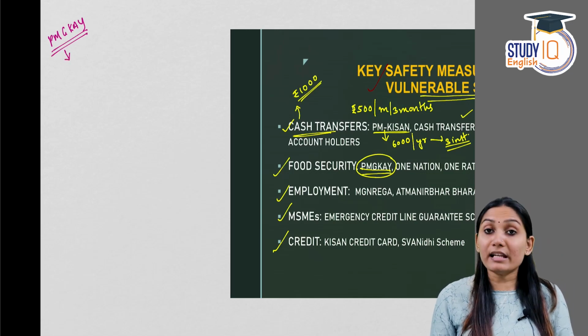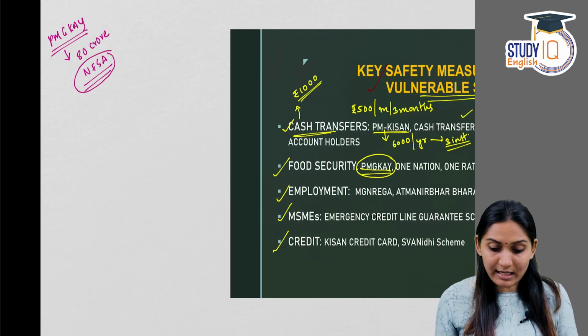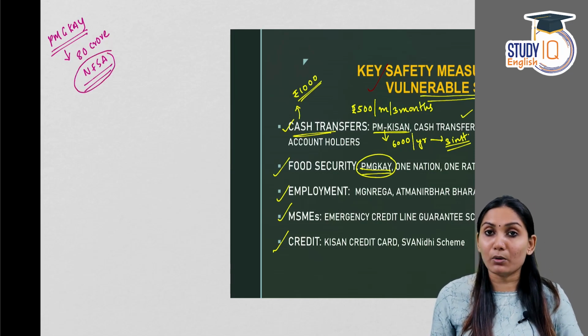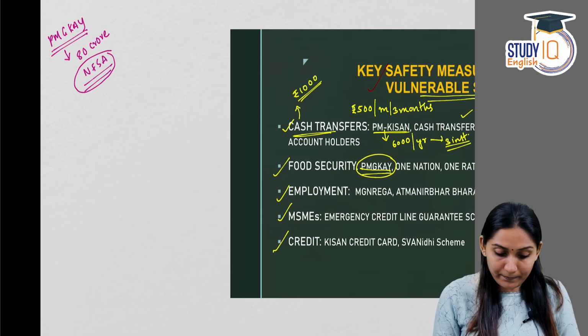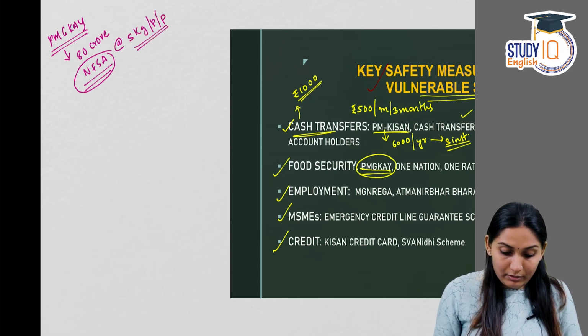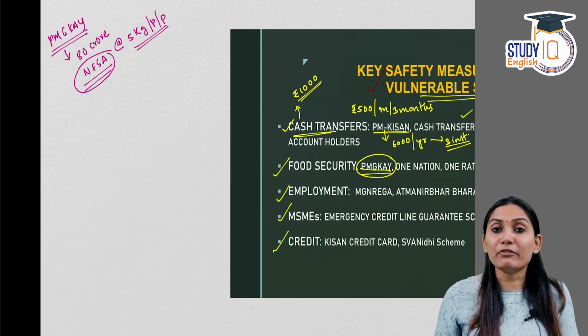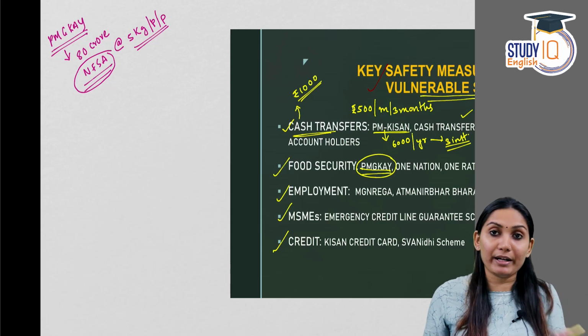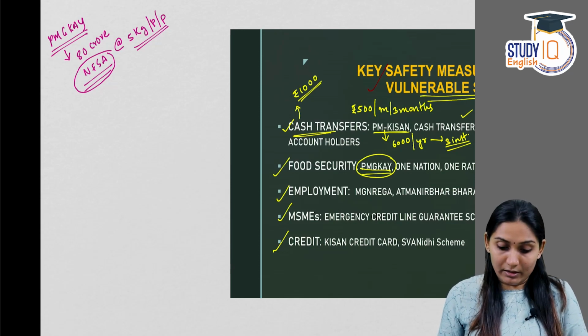Under this scheme, additional free of cost food grains are provided to 80 crore NFSA beneficiaries. So additional free of cost food grains to 80 crore NFSA, National Food Security Act beneficiaries, at 5 kg per person per month. 5 kg of free of cost food grain per person per month is provided to NFSA beneficiaries over and above the regular NFSA food grains.